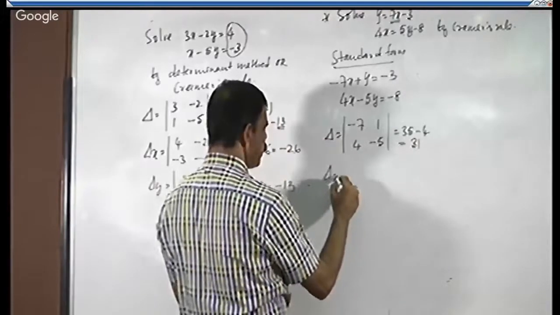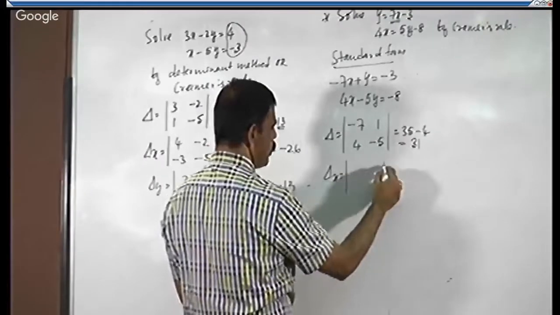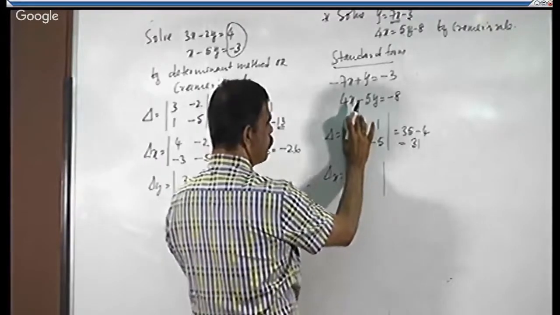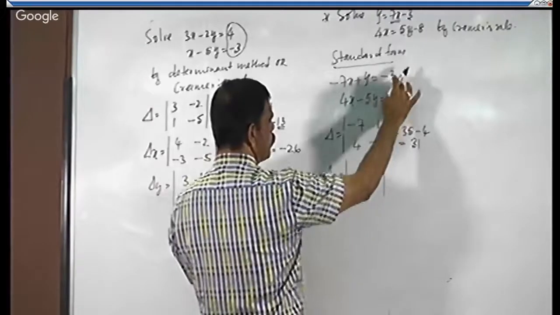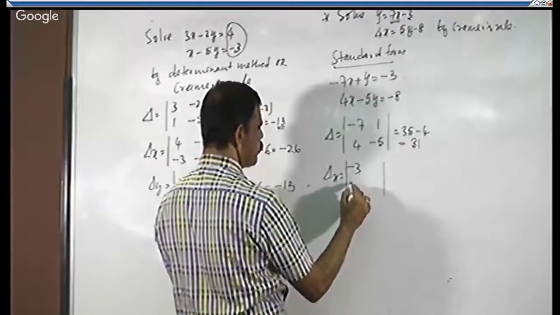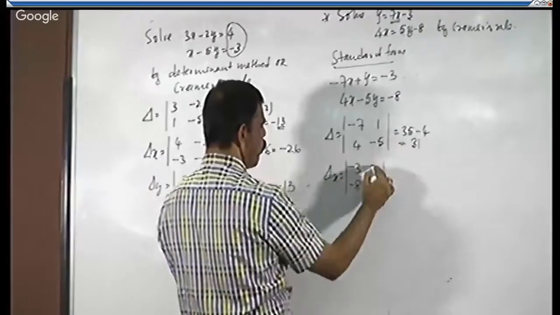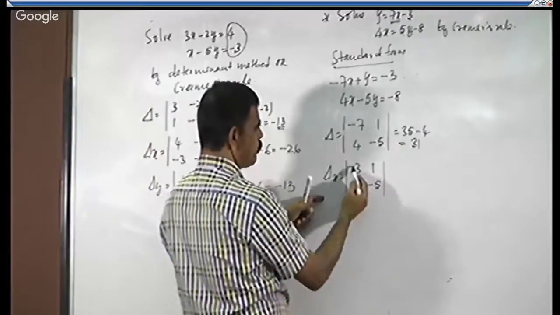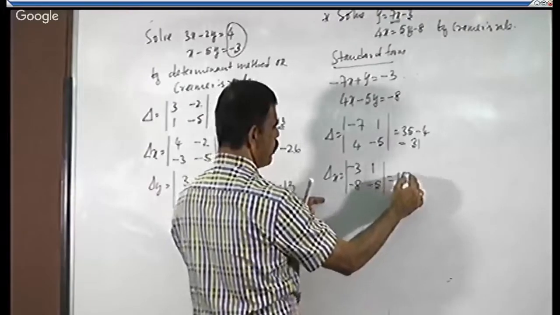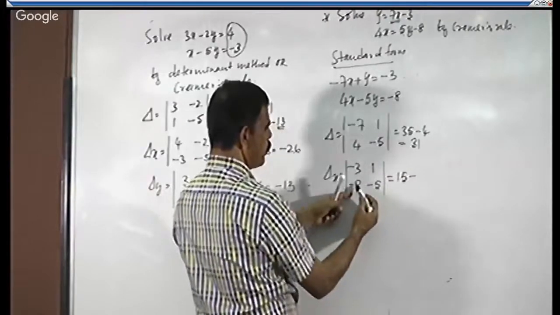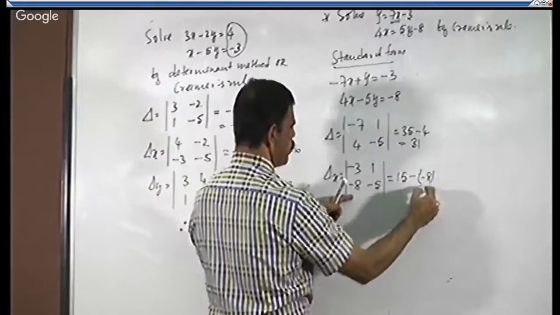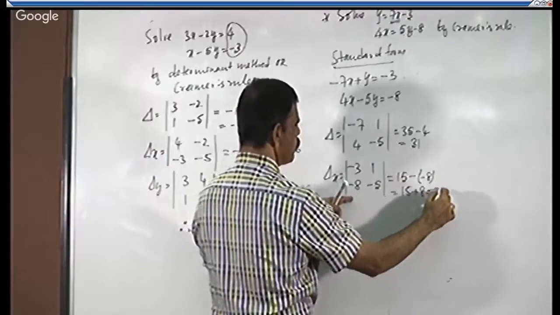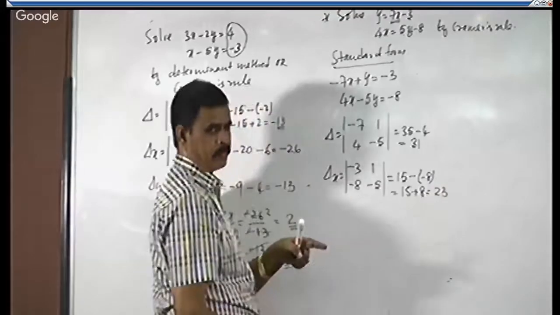Next, get delta x. Delta x is what? In delta, the x coefficient should be replaced by what? Constants. Which are the constants? Minus 3, minus 8. 1, minus 5. Minus into minus plus, 5 3s are 15. Minus of minus 8 into 1 is minus 8. So 15 plus 8 is equal to 23.